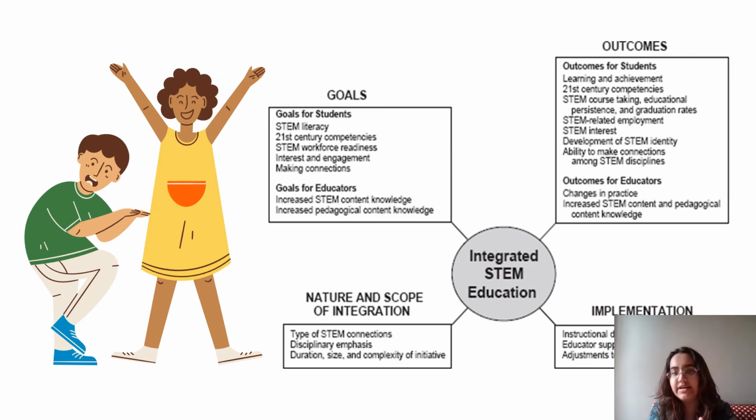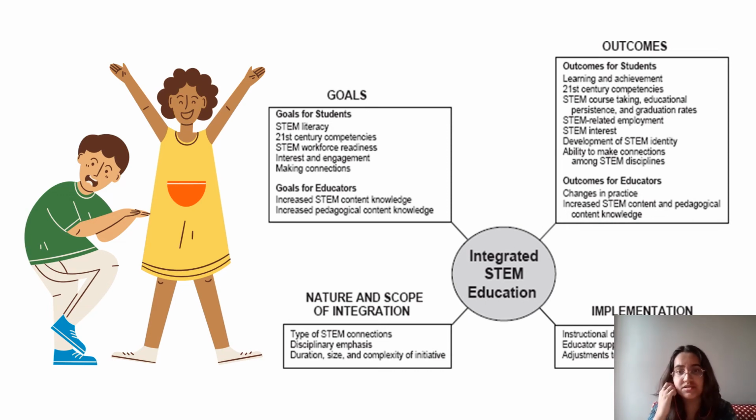Now, talking about integrated STEM education, we first look at the nature and scope of integration. So we talk about type of STEM connections, we talk about disciplinary emphasis, duration, size, and complexity of initiative. Then we talk about implementation, which is basically instructional design, educator supports, adjustments to the learning environment. Now we look at the goals.